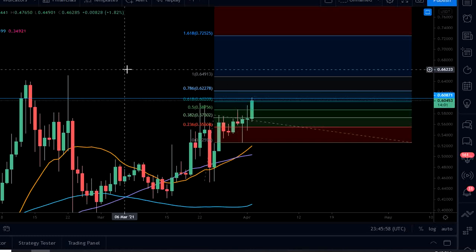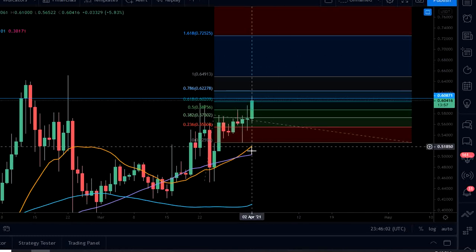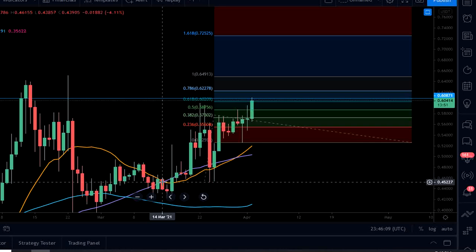I want you to take notice of the 20 SMA right here, the 50 SMA. Notice how the 20 flattened here. And this is where I was talking about in my last video, guys. Go back and look at it, because if you belonged to this channel then, you would have known this ahead of time. You'd have taken advantage of it. You'd be up very nicely right now, okay?